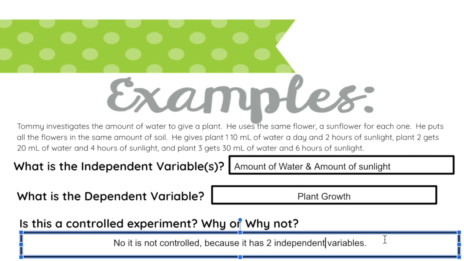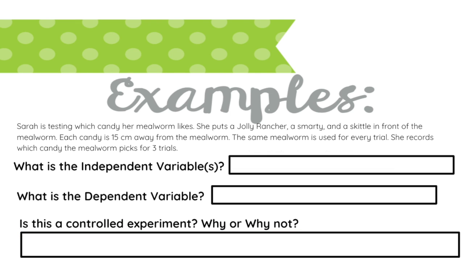There we go. So that's example number 1. Let's take another look at another example. This one is about Sarah. Sarah is testing which candy her mealworm likes. She puts a Jolly Rancher, a Smartie, and a Skittle in front of the mealworm. Each candy is exactly 15 centimeters away from the mealworm.